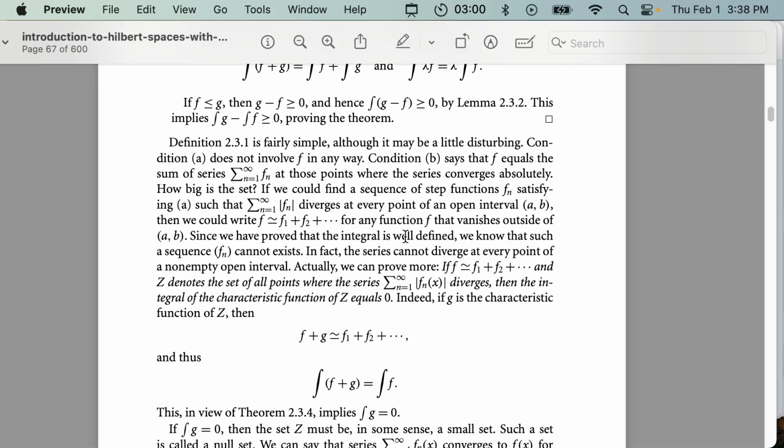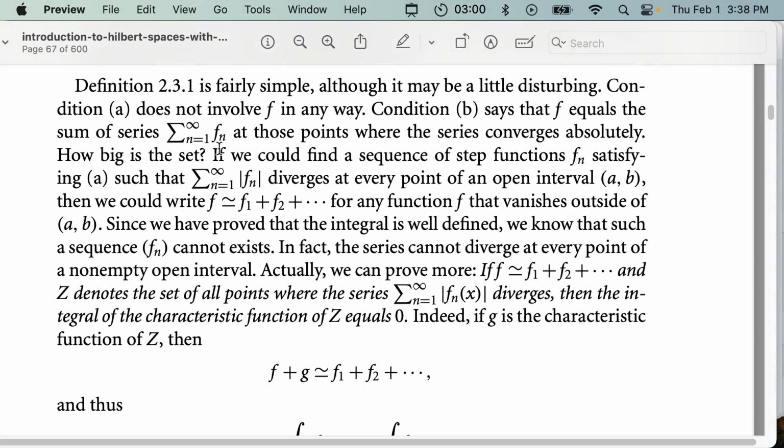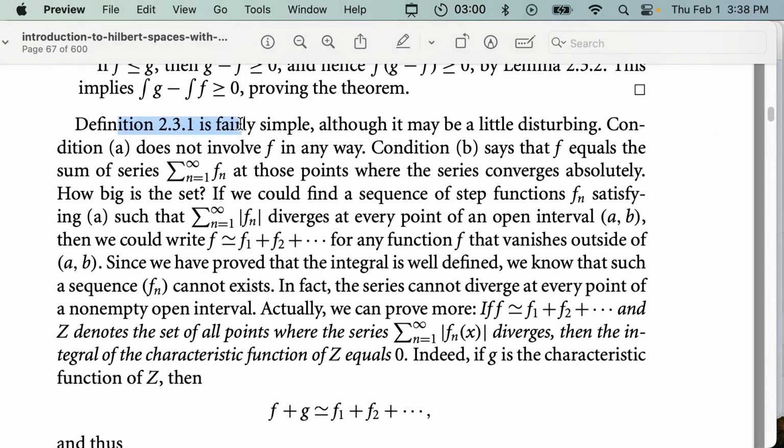All right. It's right here. Here we go. Definition 2.3.1. That was our definition. It's fairly simple, although it may be a little disturbing. This is the hardest a math textbook will ever go. Condition A does not involve f in any way. Condition A was, remember, that the sum of the integrals of the absolute values of fn is finite.